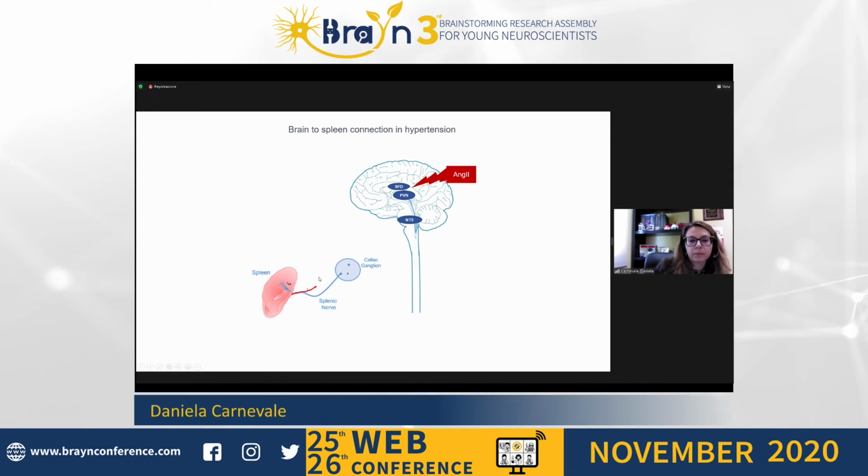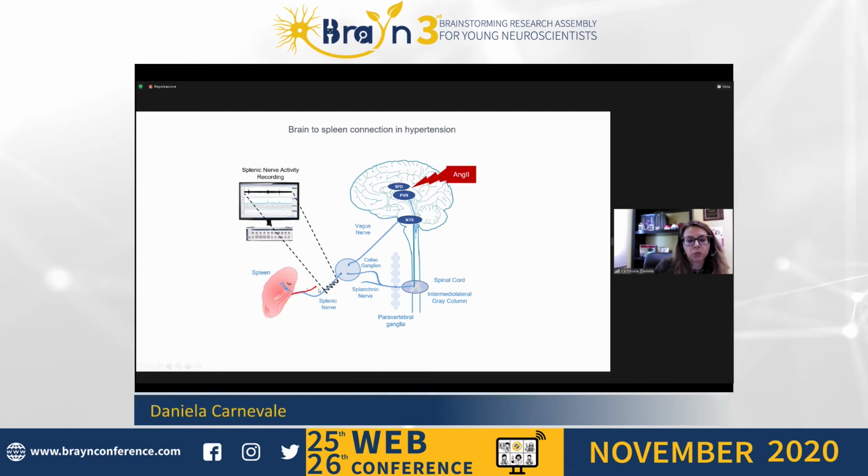We know that the spleen is innervated by a sympathetic nerve, that is the splenic nerve, that typically takes origin in the celiac ganglion, that is connected through the spinal cord to the brain. However, the work done by the Kevin Tracy group also demonstrated that there is another level of regulation of this pathway, obtained by an afferent pathway of the vagus nerve that can connect on the celiac ganglion and modulate splenic immune responses.